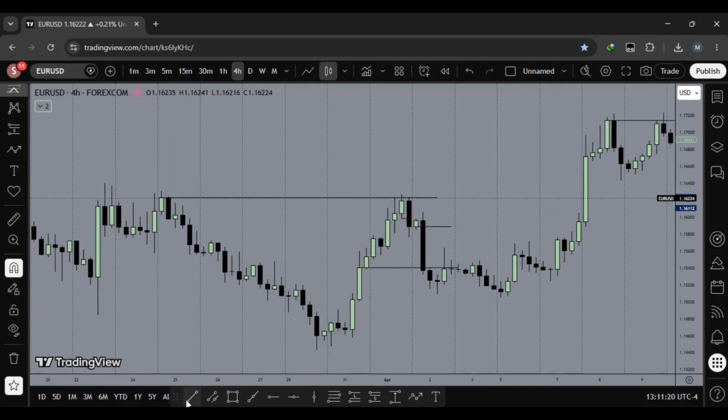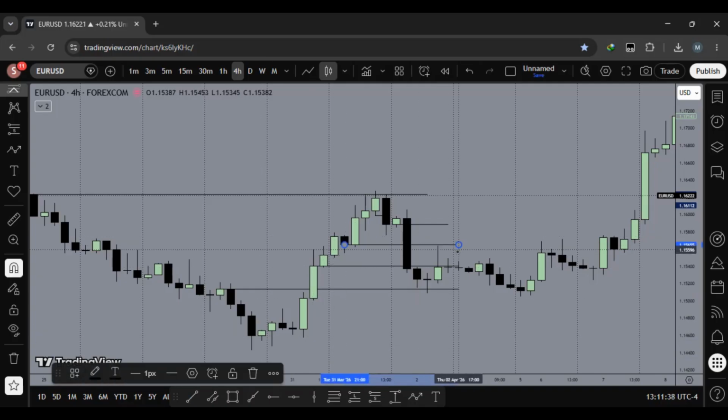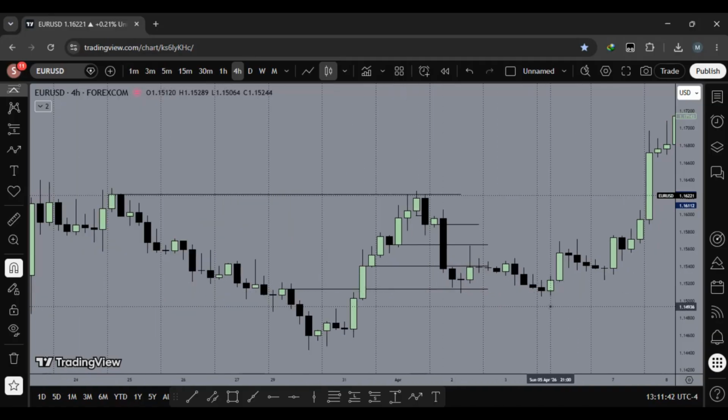Look at this. This is a resistance. And then look at candle two closure. You enter here. Take your entry from 5 minutes here and target this.